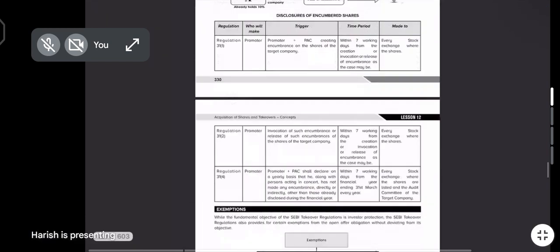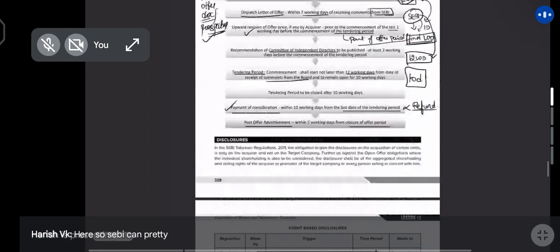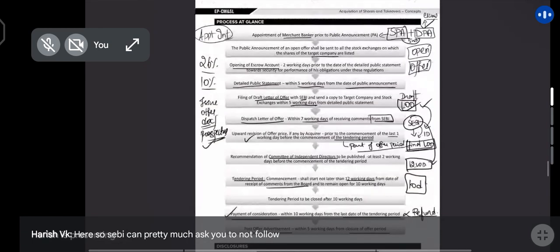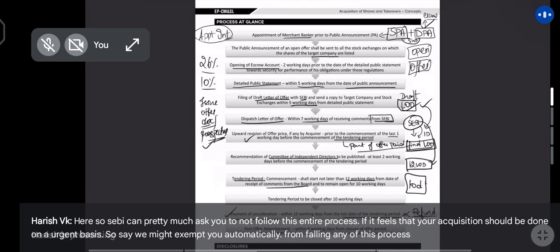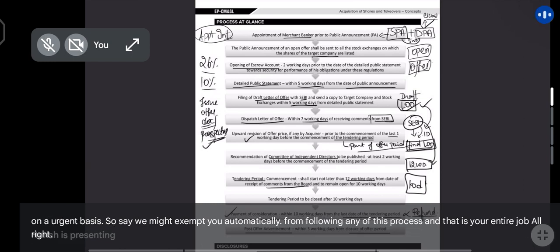Yep. So SEBI can pretty much ask you to not follow this entire process if it feels that your acquisition should be done on an urgent basis. So SEBI might exempt you automatically from following any of this process, and that is your entire chapter. Alright? So you have to remember the process.